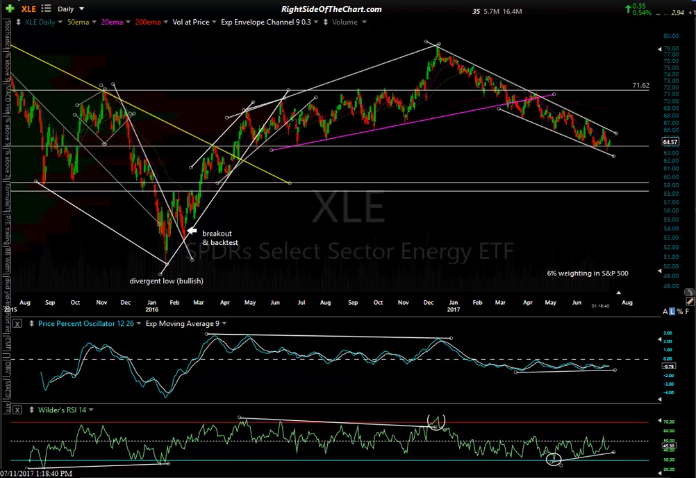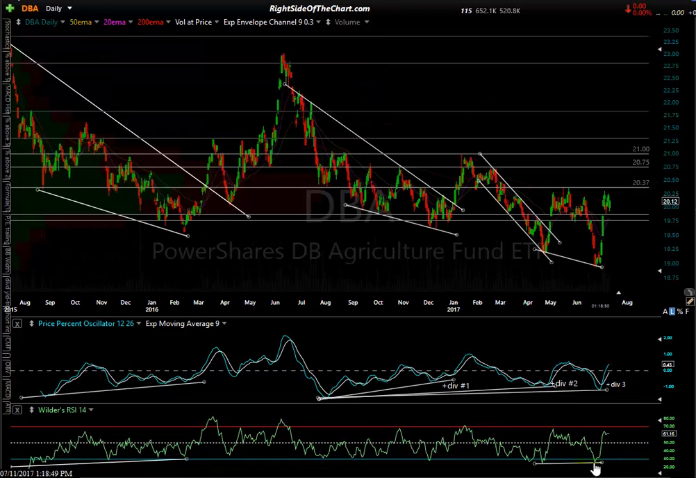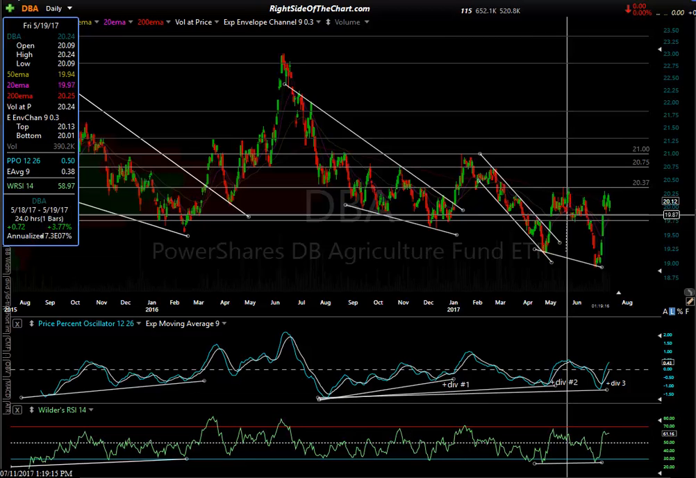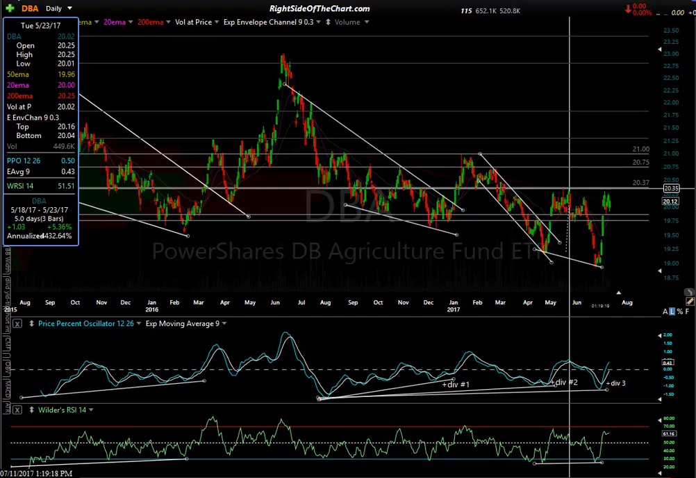All right, next up would be DBA, which is the PowerShares Agricultural Fund ETF. Looks good. You can see here a series of divergent highs. You look down on the PPO down here, divergent high number 1 right here. We had a bullish falling wedge. Boom, there was a trade. Nice swing trade. Divergent high number 2, we had this descending price channel. We had a divergent high right here, and boom, prices exploded. And these are all decent runs in DBA, about 5.5% or so.